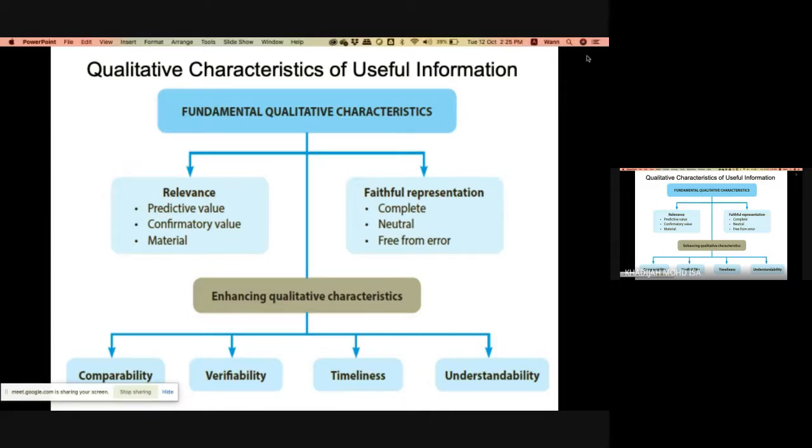The other qualitative characteristic is faithful representation. It means that the financial statement should represent how the company is doing. In order to do that, it has to provide complete information, and then it has to be neutral. The financial statement should not be prepared in a way that is biased, for example, prepared in a way that makes the company look good on paper.